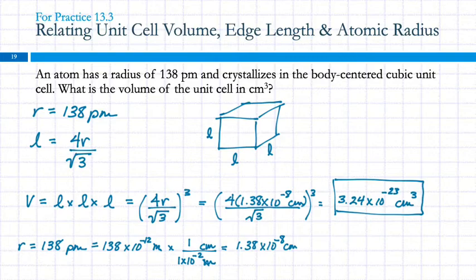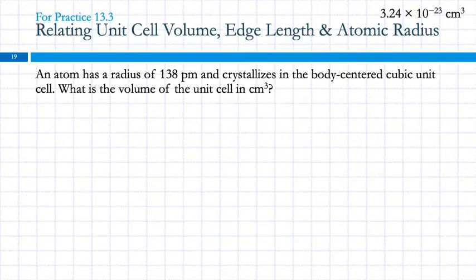The ACS final exam does typically have some questions about unit cells, so I definitely don't want to be skipping this. 3.24 times 10 to the minus 23.